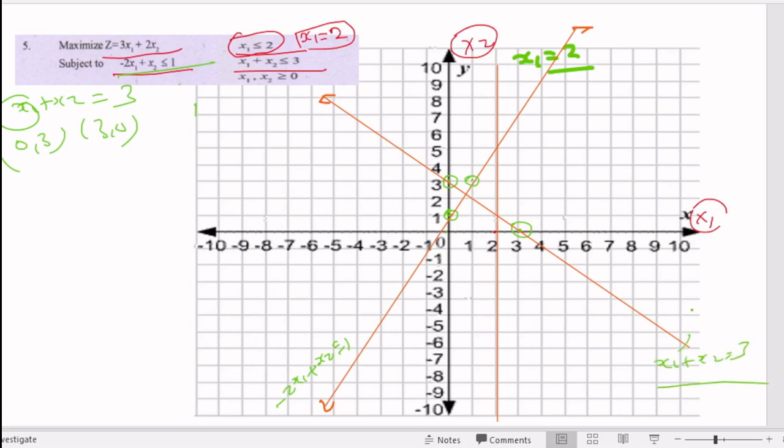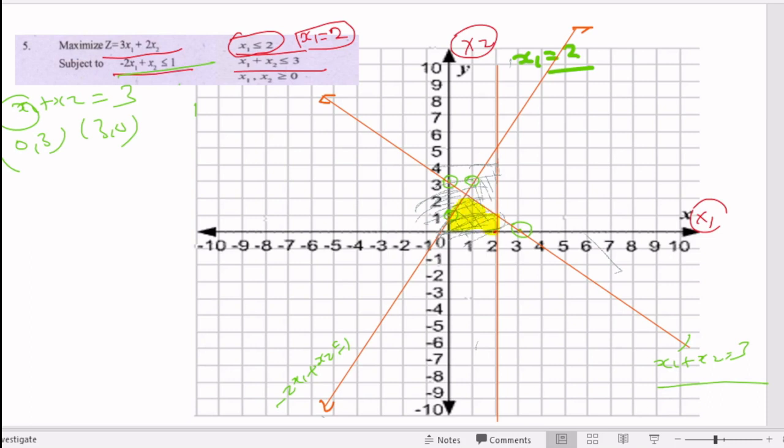Now, the main thing is to get the region. Here it says 2x1 plus x2 less than or equal to 1, on the positive side. Which side will it be? Which line is this? This line, right? Then x1 less than or equal to 2: this particular line, this side. The last, x1 plus x2 less than or equal to 3: this line, this side. Which region do you get as common? This particular region is common across all 3 lines and satisfies the question.